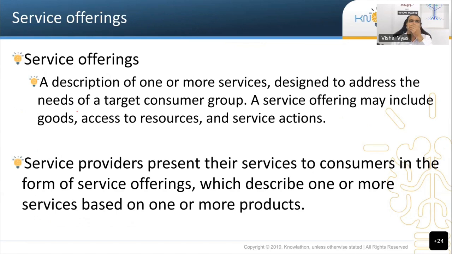Service offering. So when service providers offer service, they offer it in form of service offering. A description of one or more services, designed to address the needs of a target consumer group. A service offering may include goods, access to resources, and service actions.